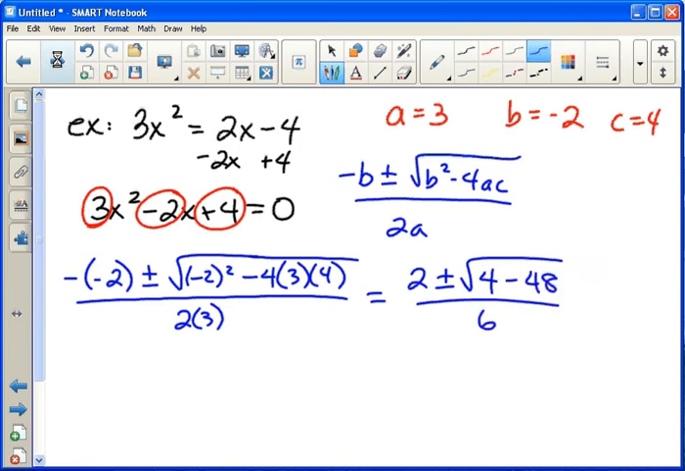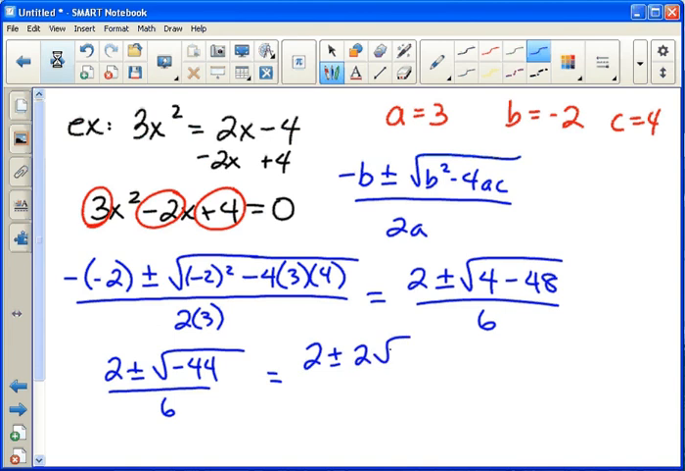I do 4 minus 48 and it gives me negative 44. I can factor a 4 out of that 44, square root it to get a 2, so 2 plus or minus 2 square root of negative 11 over 6. Okay, now there's a little more work to be done, but I want to pause here, make sure you understand what's going to happen with this negative 11.